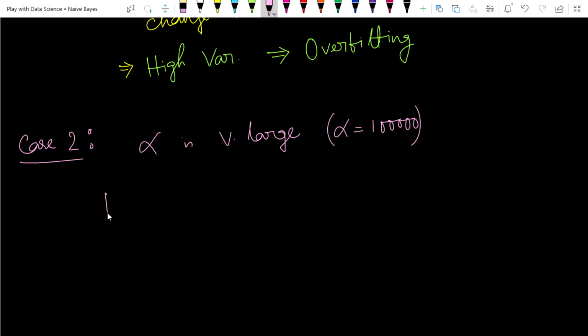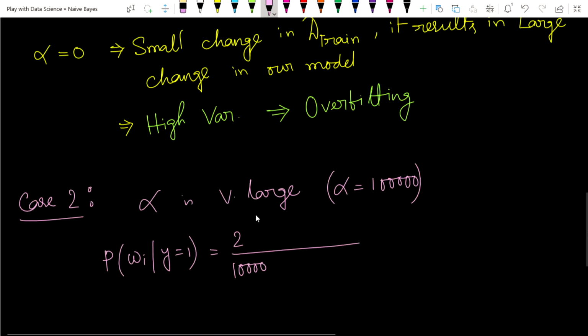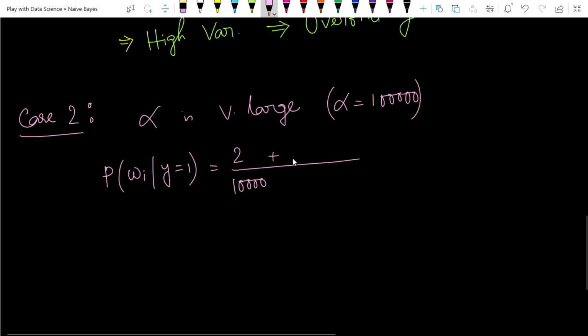So what happened in this case? Now if we calculate this likelihood probability for wi, what will be the value? The numerator is 2, since wi only occurs 2 times, and the positive class has 10k points, and here alpha is 1 lakh.